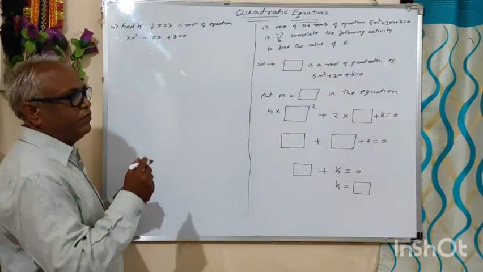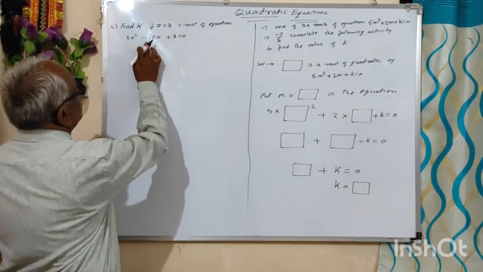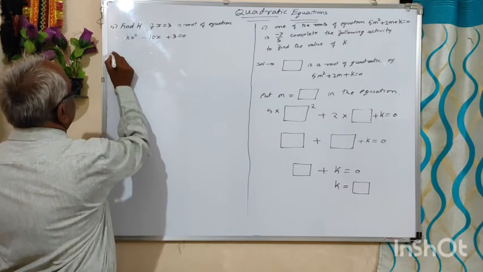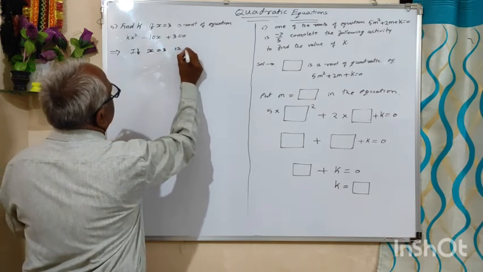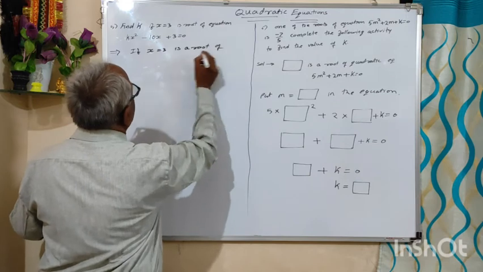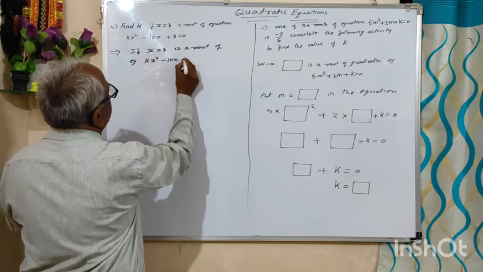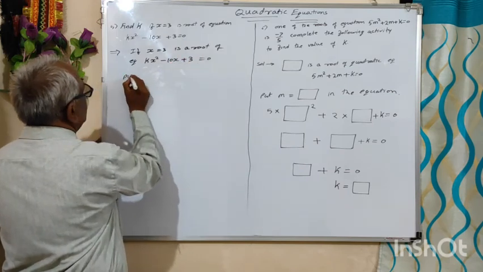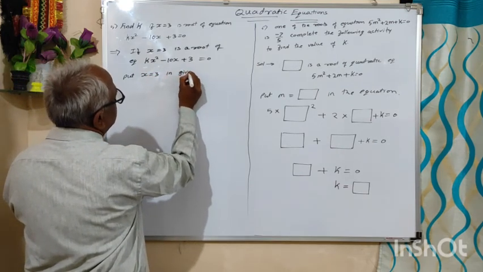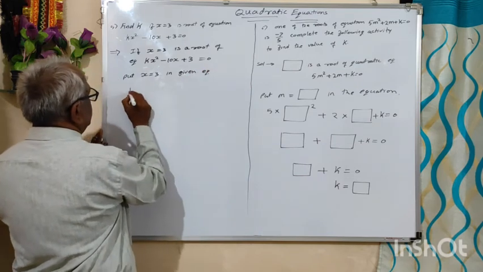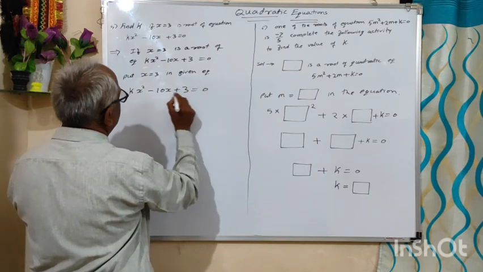Now example number 5th, find the k if x is equal to 3 is the root of the equation kx square minus 10x plus 3 is equal to 0. If x is equal to 3 is a root of equation kx square minus 10x plus 3 is equal to 0, put x is equal to 3 in given equation. Kx square minus 10x plus 3 is equal to 0.